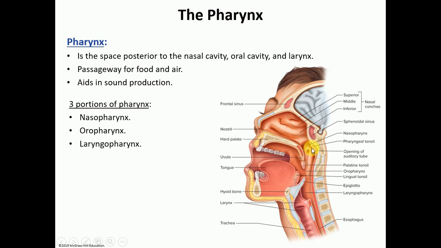and you will find the adenoids or the pharyngeal tonsils, and you could also find the opening of the auditory tube in the nasopharynx. While the part of the pharynx that opens up into the oral cavity, this part is known as your oropharynx, and the part that opens up into the larynx, that is known as the laryngopharynx. Air would be going towards the trachea, while food would be pushed backwards towards the esophagus.